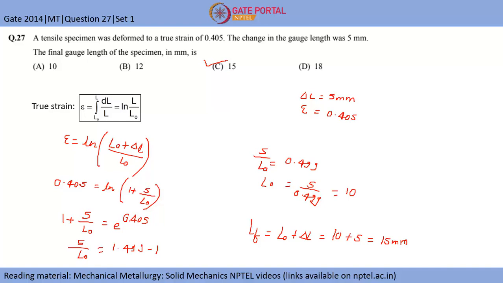This is simple mathematics. In this question you need to know this value, right? So you will have the GATE metallurgy calculator, which is an online calculator. You need to practice using that calculator to find out this value, e raised to power 0.405. There will be other questions as well where you need to find such values, so you need to practice with the GATE calculator which is used. You should know how it works basically. So the correct answer is 15 mm. I hope this is clear.